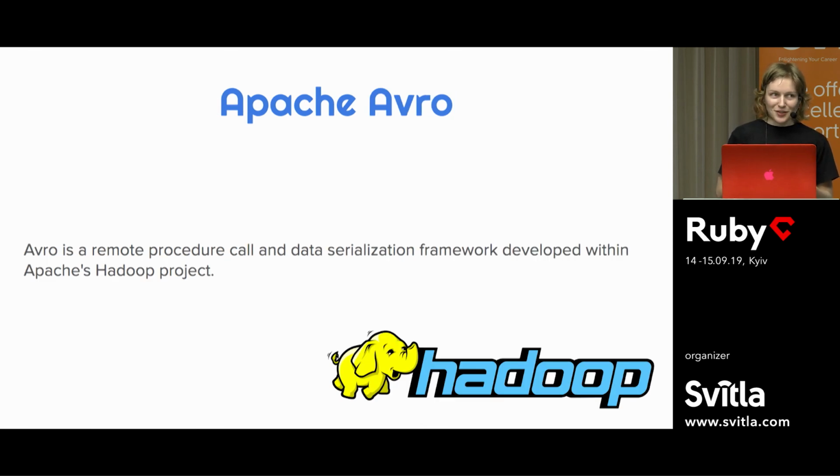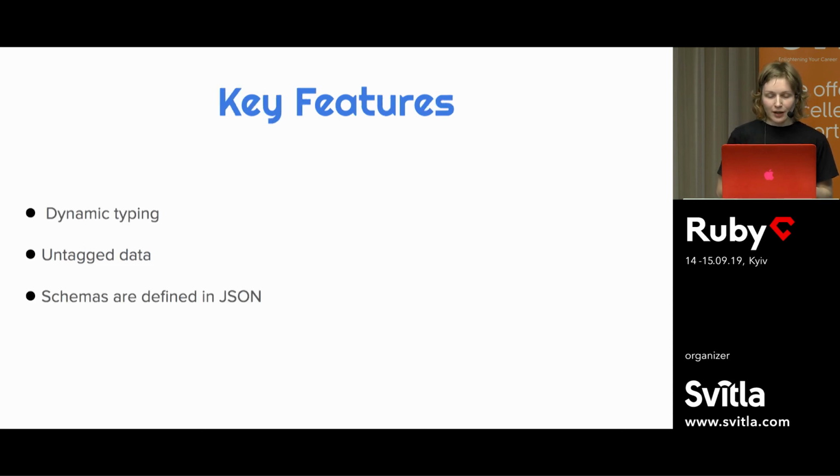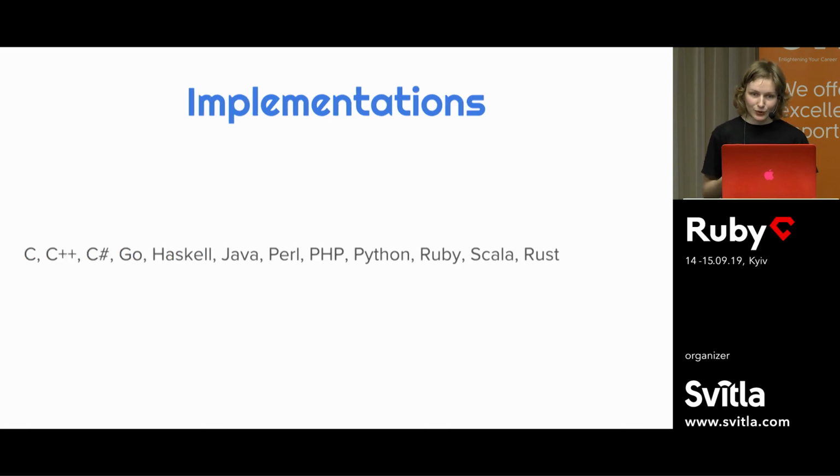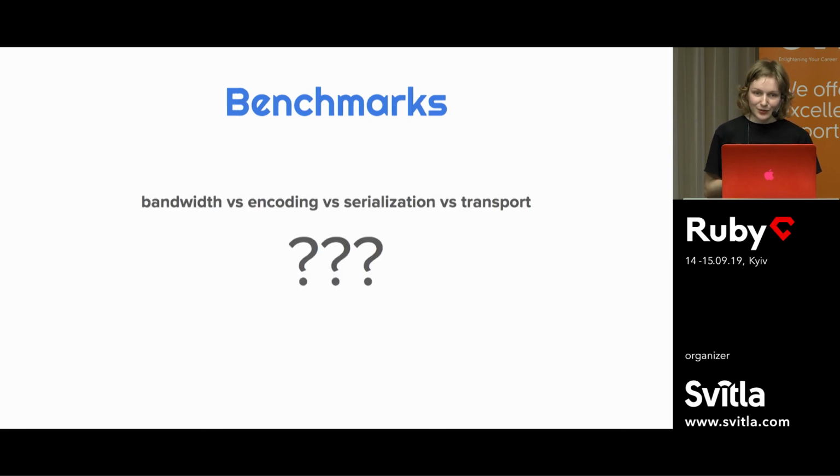Next one is Apache Avro. So yeah, really quick, we'll make a review of this one. This is developed within the Hadoop project. Compared to all previous RPC frameworks, it comes with dynamic typing, and all schemas are defined in JSON. So basically it means if you want to send really big amounts of data within your RPCs, probably this will be the best choice for you. It also has a Ruby implementation.